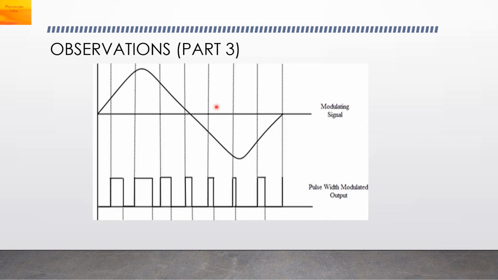In part 3, we apply this modulating signal. This is a sinusoidal wave that you apply to pin number 5. And at the output pin number 3, we get this pulse width modulated output. As the modulating signal voltage is increasing, the pulse width is increasing, and as the voltage decreases, the pulse width also decreases. So this is a pulse width modulated output.